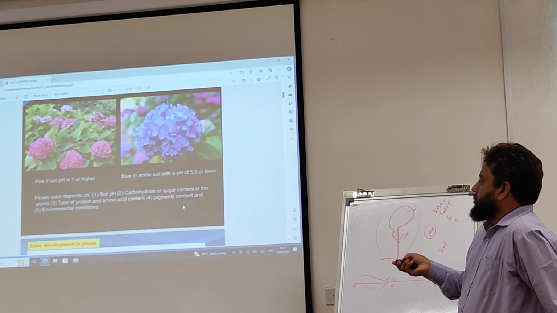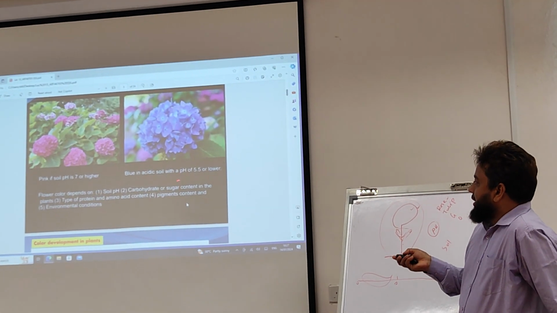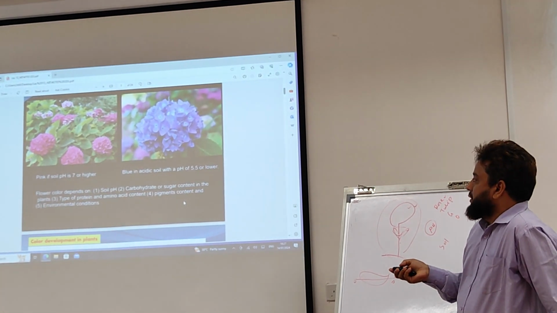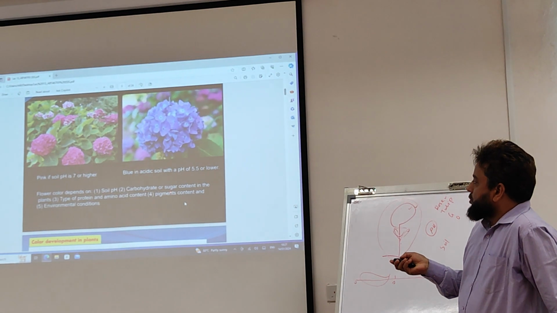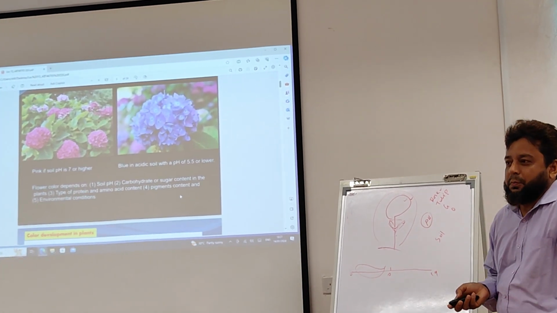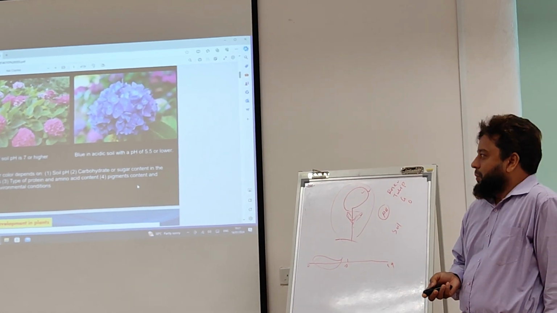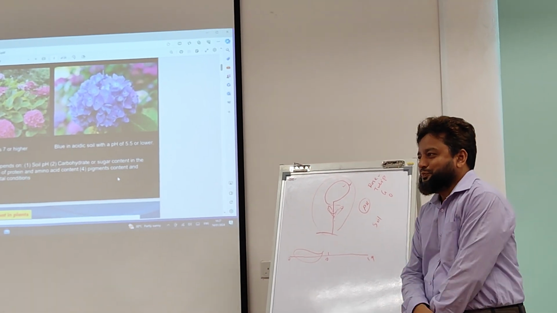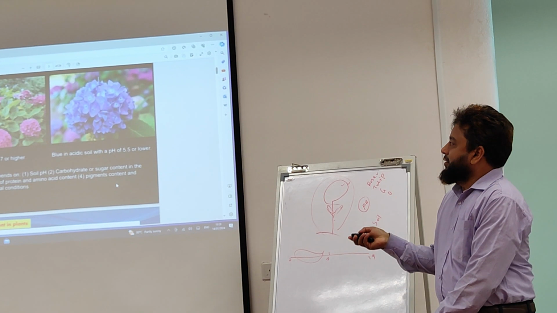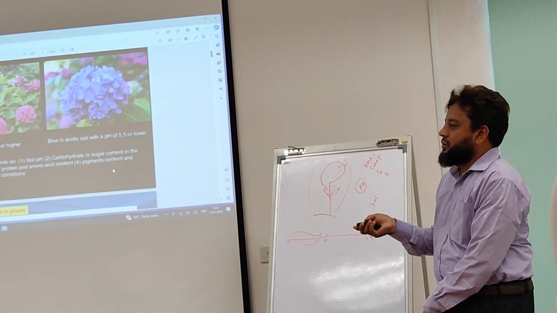Okay, right? So here you can see the flower color depends on the pH and also sugar content of the plant, right? And also at the same time type of the protein and also type of amino acid and also pigment content. So actually there are so many types of pigment, right? Can you tell me some types of pigment? Carotenoid. Okay, right. And also sometimes these colors depend on the environmental condition.